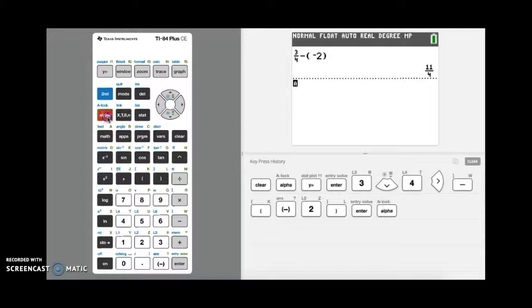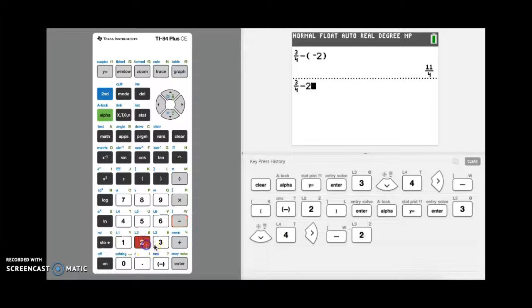If you had just done 3/4 minus 2, you would have gotten a different fraction, an incorrect one, and this would have been the same as saying the first exponent was 3/4 and the bottom exponent was a +2, where it isn't, it's a -2, so be careful and make sure you write it correctly. So it should be 11/4.